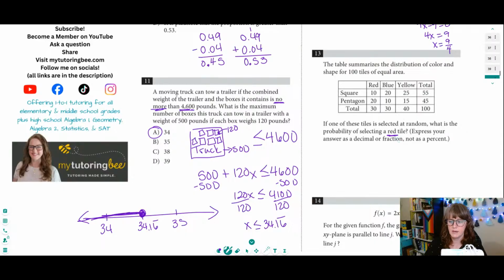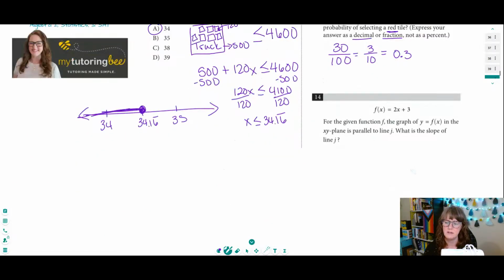So how many red tiles do we have? Because that's what our success is. We have 30 red tiles out of 100 total tiles. That's going to be our fraction. It says to express your answer as a decimal or a fraction, so we do want to reduce this. We can reduce this down to 3/10. So that is the fraction, or if we wanted to change it into a decimal, then that would be 0.3, 3/10.